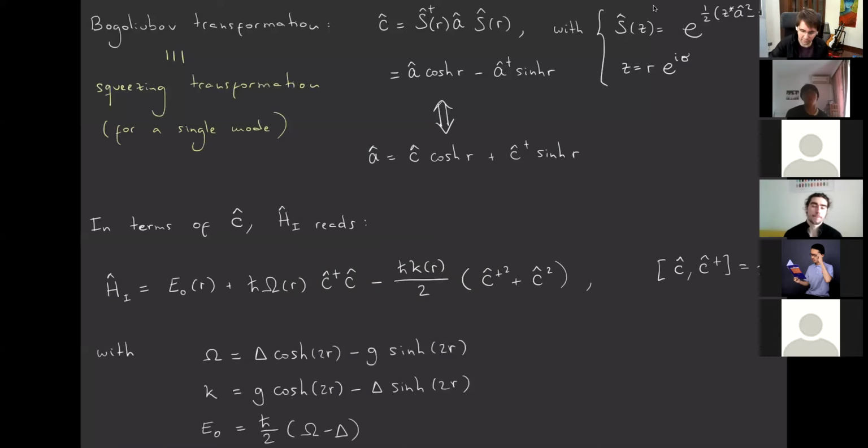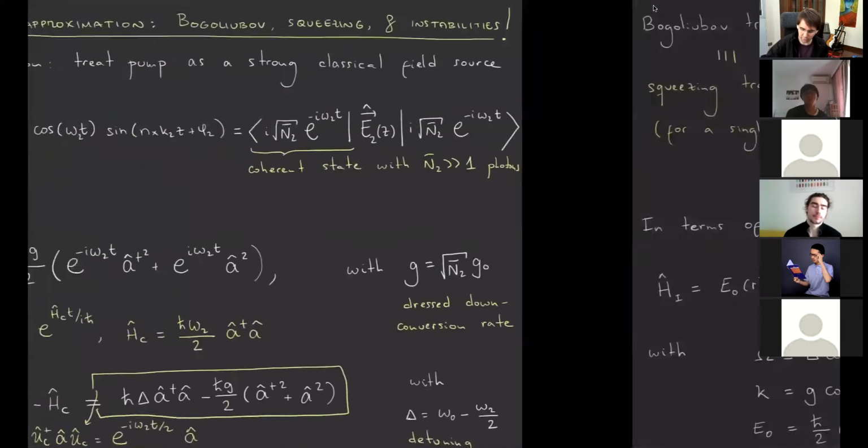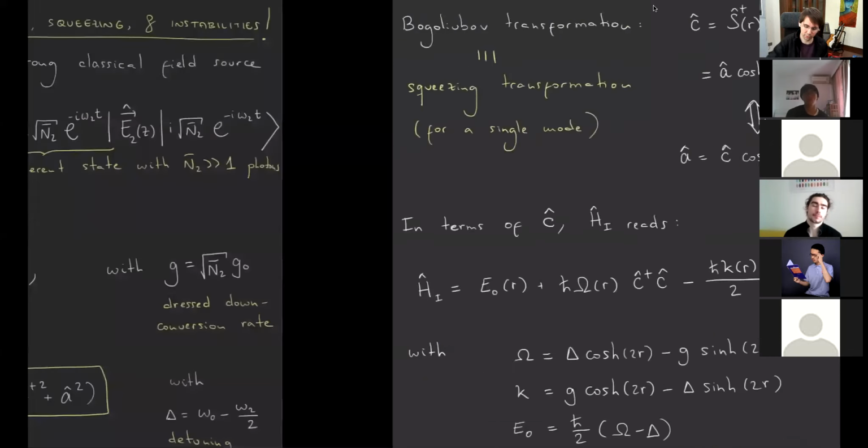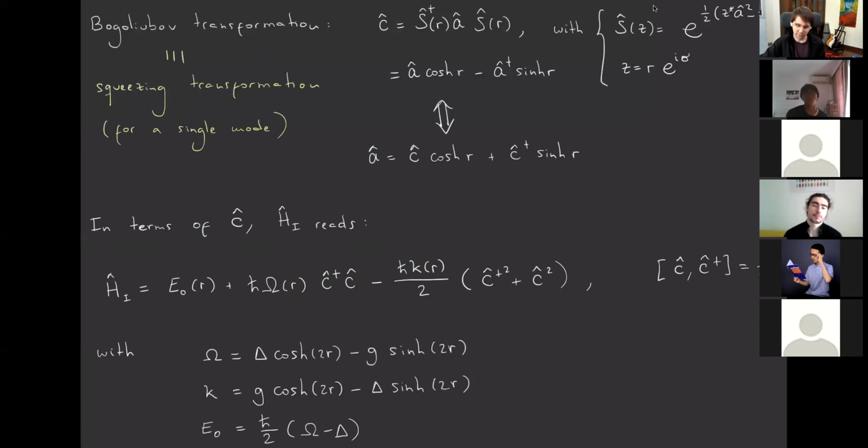So just as I say, you find this just by making this transformation, or inserting this transformation into this Hamiltonian. If you do that, that's what you get. Then this immediately shows us that if we choose R such that this expression is equal to 0, then we are left with a very simple Hamiltonian.